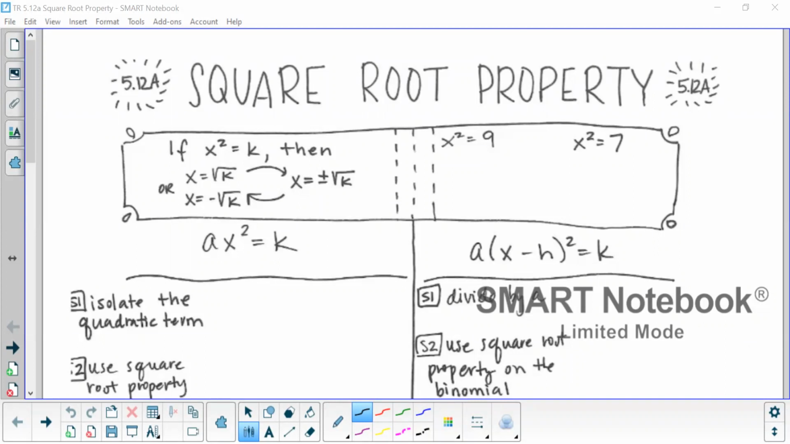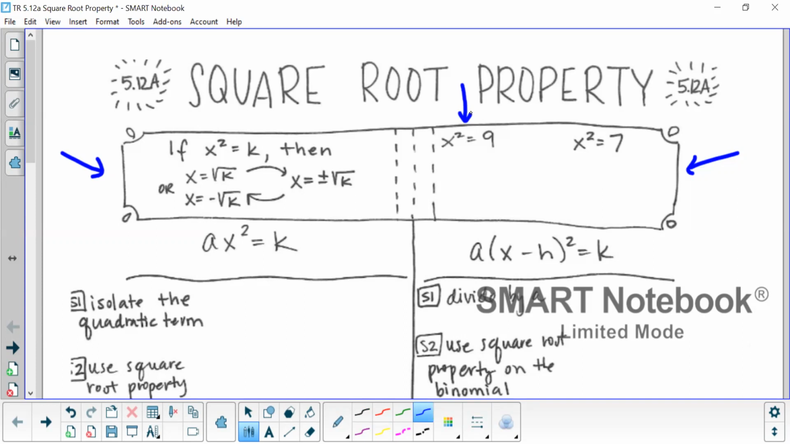The first thing we want to do in this box up top is review the basics of taking a square root of both sides. So starting right here, if I have x squared equals 9, which x squared is a quadratic, that means it has a power of 2. We're starting a new unit today, which is going to be all about solving equations that have quadratics in them. And today's method is square root property.